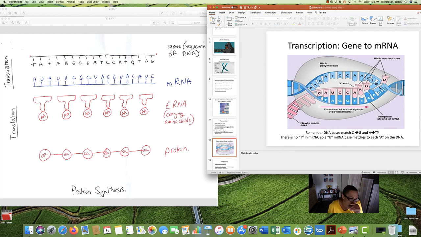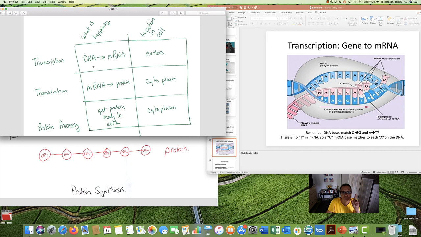Okay? All right. Rewind this and watch it again if you're still confused. But in order to make the mRNA, we use the gene and we pop in a complementary base pair to make the mRNA using the base pair on the DNA as a guide, and remembering C to G and A to U in mRNA. And that is transcription. Okay?